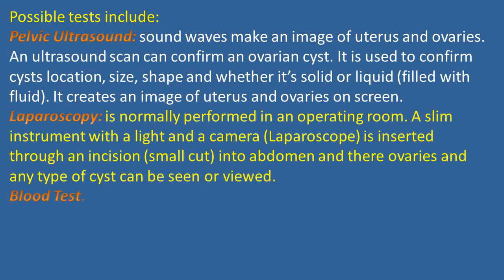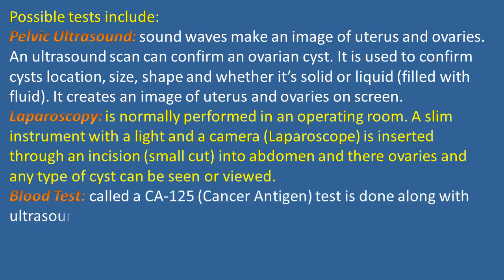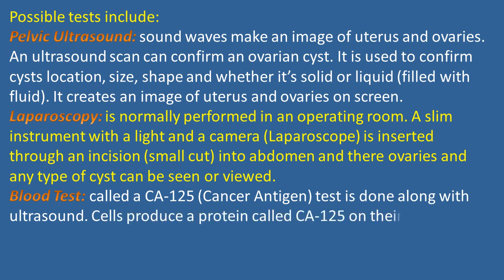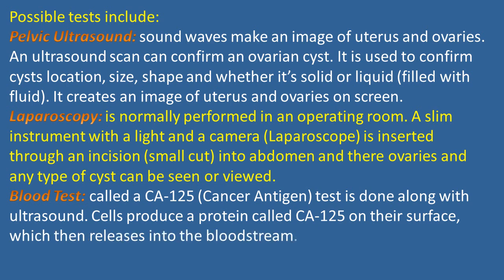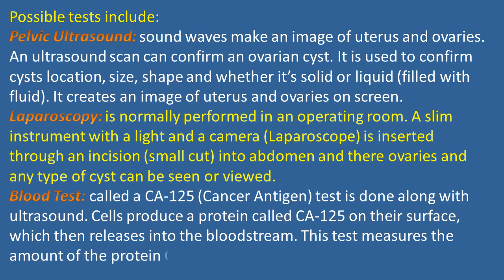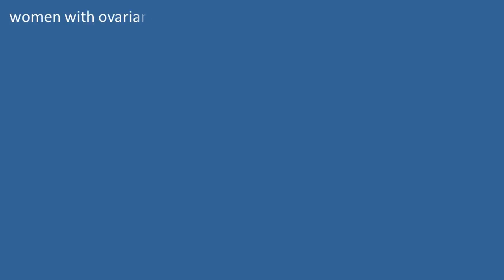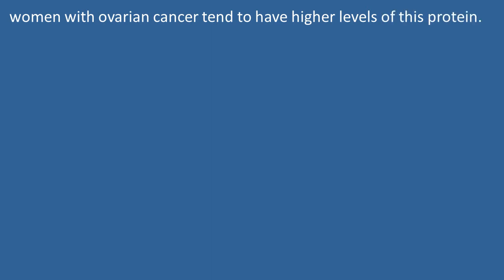Blood test, called a CA-125, cancer antigen test, is done along with ultrasound. Cells produce a protein called CA-125 on their surface, which then releases into the bloodstream. This test measures the amount of the protein CA-125, cancer antigen 125, in the blood. Women with ovarian cancer tend to have higher levels of this protein.